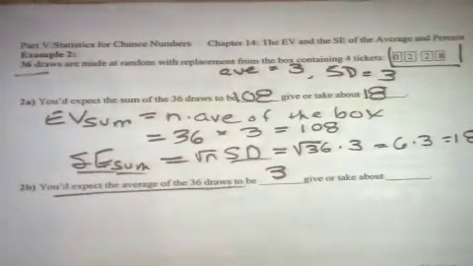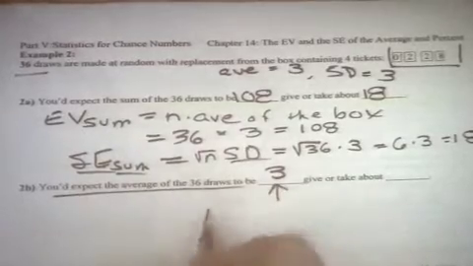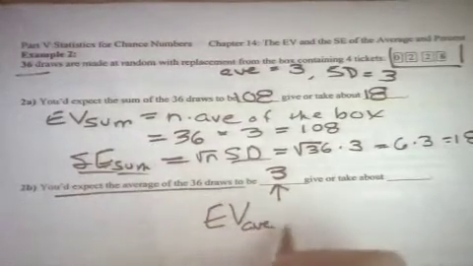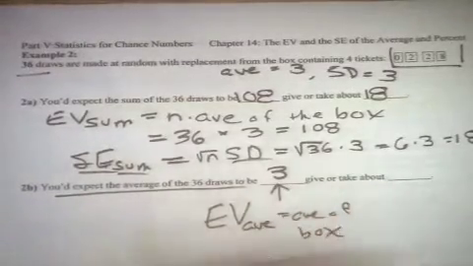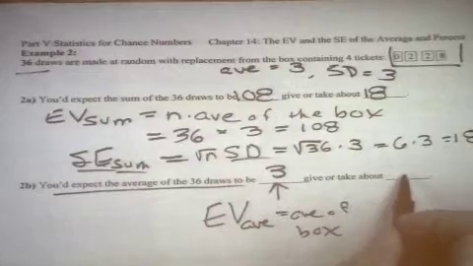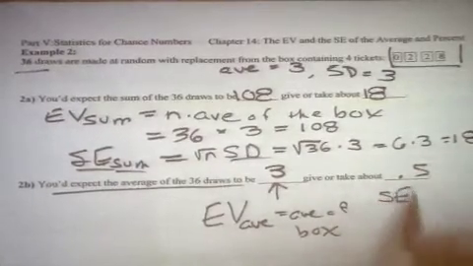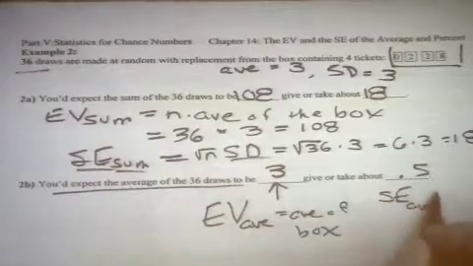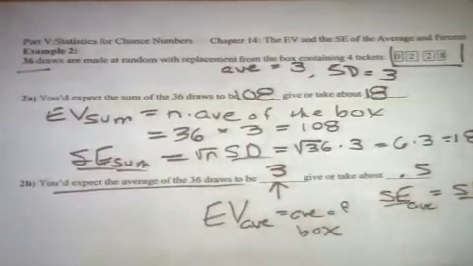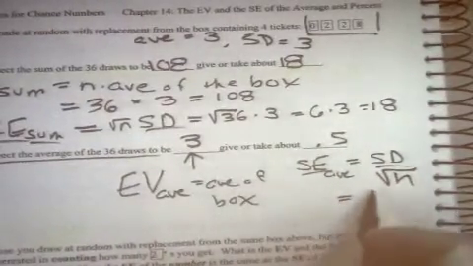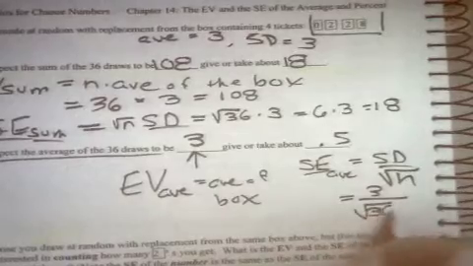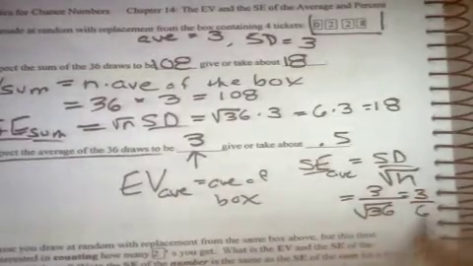So we know this is so easy. This is just the expected value of the average. What is it? Just the average of the box. You don't even have to think about it. Give or take what? And you said it was 0.5. Why? Because the standard error of the average is the SD, but you divide by the square root of n, because you're taking an average. I told you that's 3 over the square root of 36, so that's 3 over 6, 0.5. All right, you've got that.